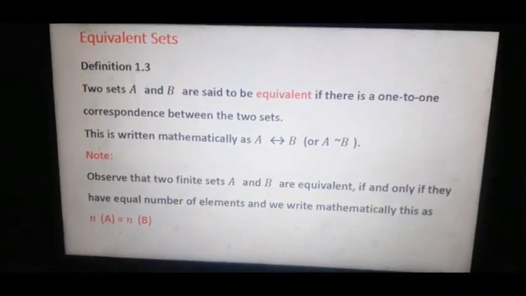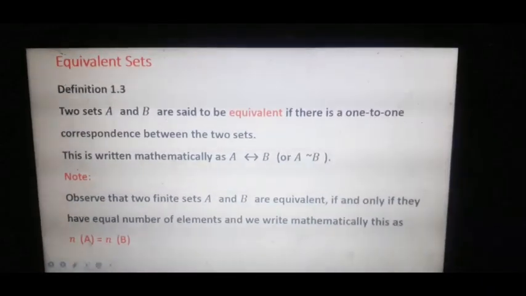So we don't bother about whether the elements of the given sets are identical or not.